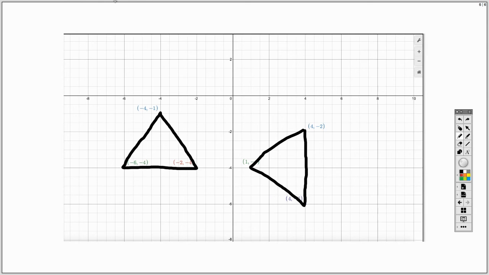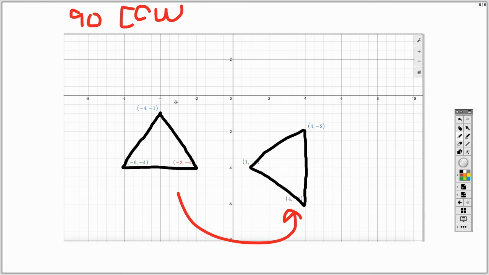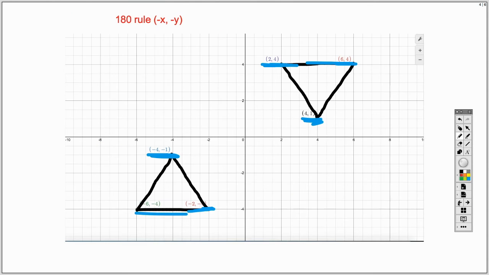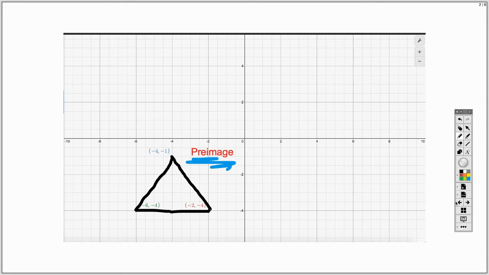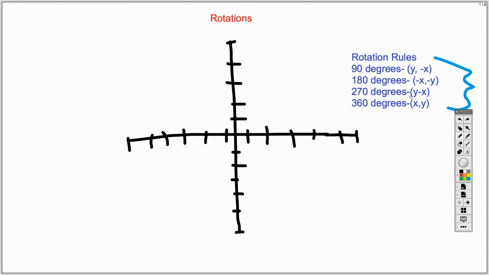But our next rotation is 90 counterclockwise. Remember, I'm doing all of them counterclockwise. That's not a good looking one, right? 90 counterclockwise. So we're going counterclockwise. So what I do is we went over here. And the rule for 90 counterclockwise is (-y, x).